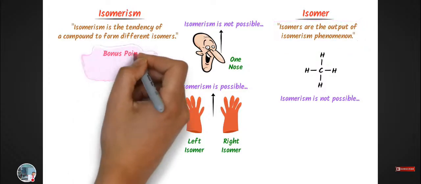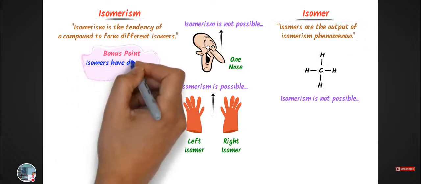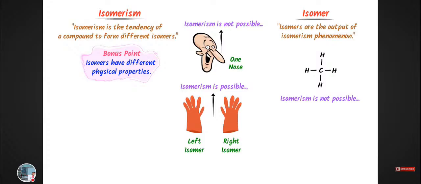Here, remember this bonus point. Isomers have different physical properties. For example, consider these two isomers. This is alcohol and this is ether. We know that they have the same molecular formula, but they have different structures. That's why they have different physical properties. For instance, this is a liquid and this is a gas. Therefore, we say that isomers have different physical properties.